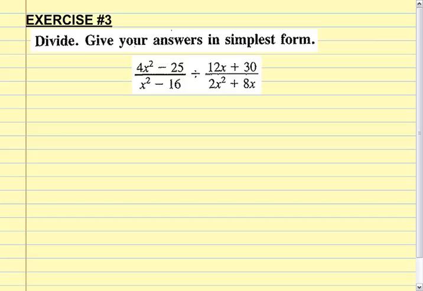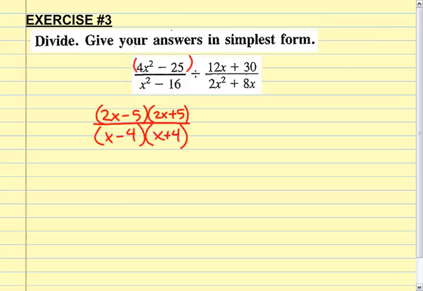So I'm going to go ahead and factor the top. Does anybody see, what is that? Raise your hand. Libby? It's the difference of 2 squares. Good. So it's 2x minus 5 times 2x plus 5 over, what about the denominator here? Millet? Difference of 2 squares. X minus 4, x plus 4 times, and now I'm going to flip it.